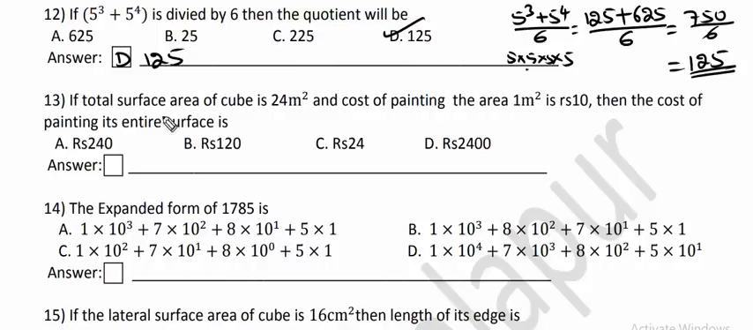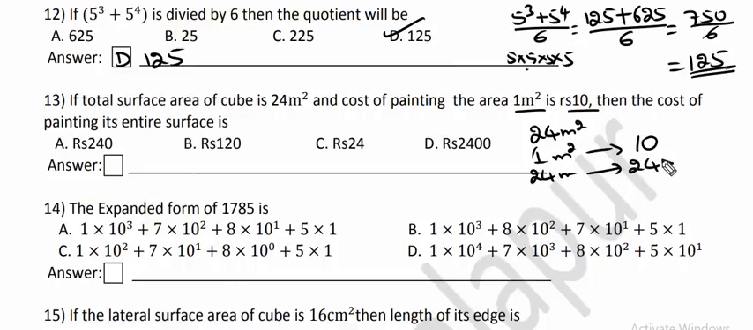The next one: if the total surface area of the cube is 24 meter square and the cost of painting 1 meter square is rupees 10, then the cost of painting the entire surface. So you observe here they given the total surface area is 24 meter square. For 1 meter square the cost is 10 rupees. For 24 meter square, what is the cost? We have to multiply 24 into 10. That gives you 240 rupees. 240 is the correct answer. Therefore option A, rupees 240, is the correct answer.